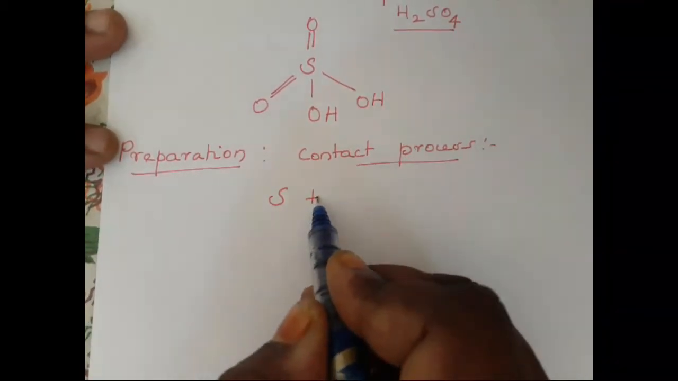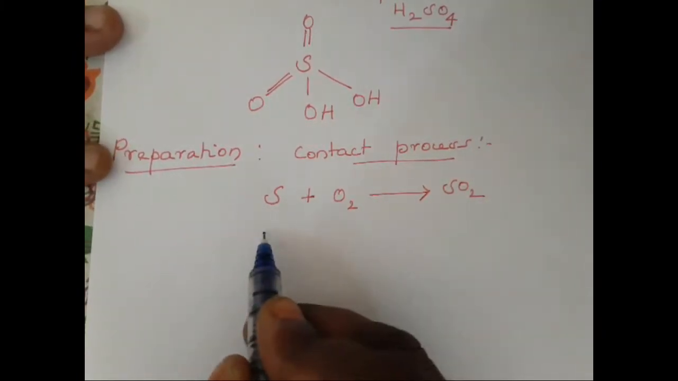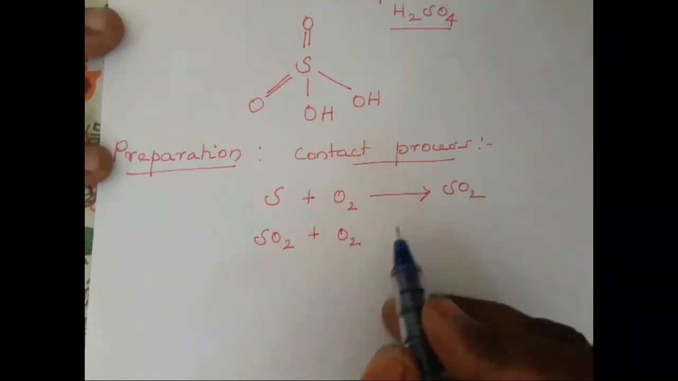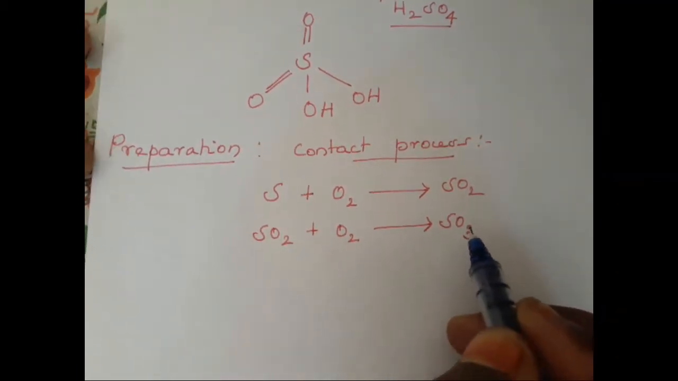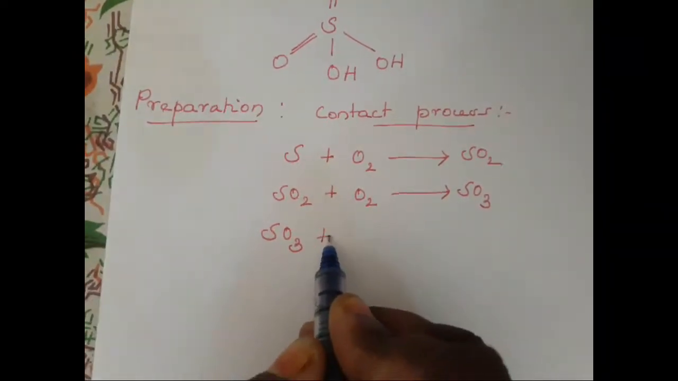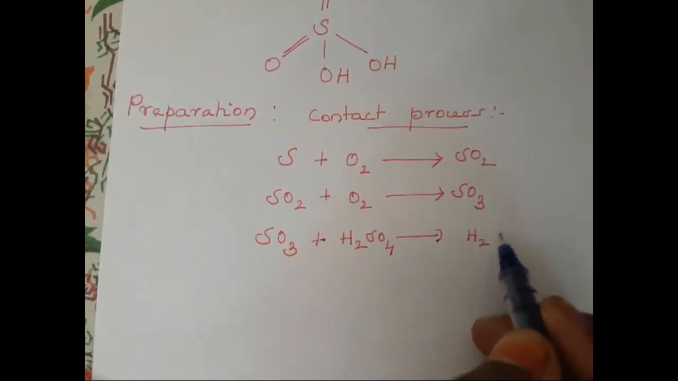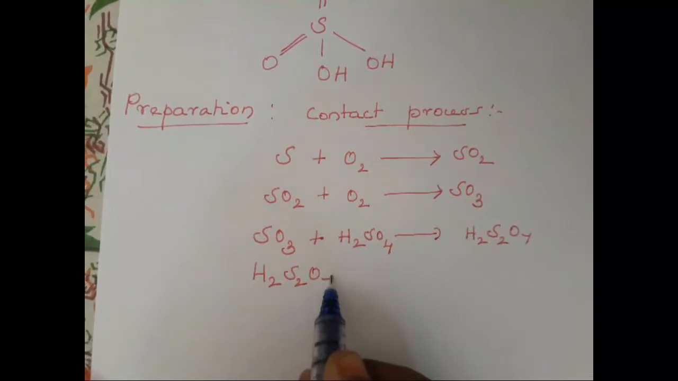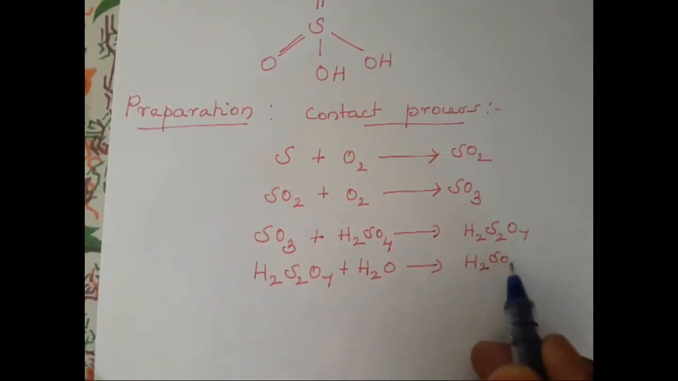Sulfur, when it is treated with oxygen, produces sulfur dioxide. Sulfur dioxide undergoes a catalytic oxidation with oxygen to form sulfur trioxide. Sulfur trioxide, when it is treated with a little amount of sulfuric acid, forms oleum, H2S2O7. Oleum, when it undergoes hydrolysis, produces sulfuric acid.